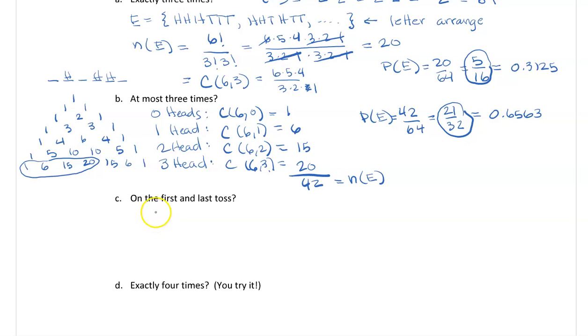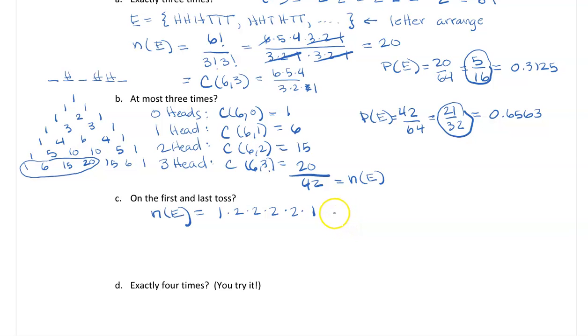Well, okay, so the number of elements in the event. Now this one is probably easiest to just use the multiplication principle. If you think about it, we want heads on the first toss. There's only one way to do that. For the second toss, we don't really care, so there are 2 options for the second, 2 options for the third, 2 options for the fourth, 2 options for the fifth, and then on the last toss we want a head. So there's one way to do that.